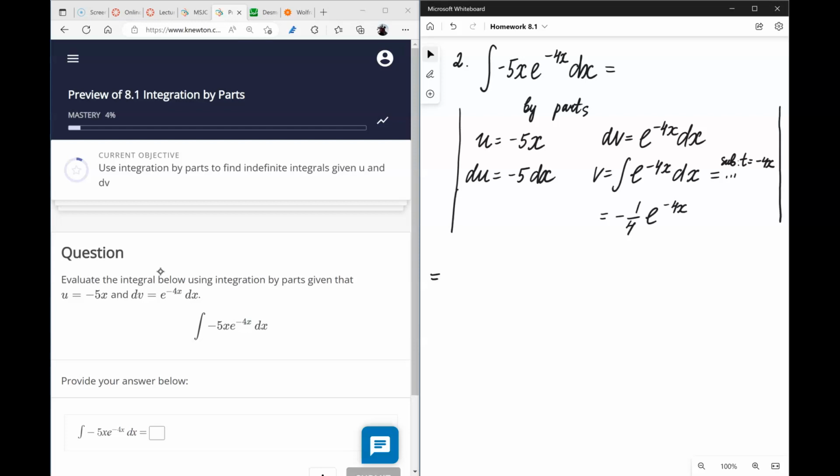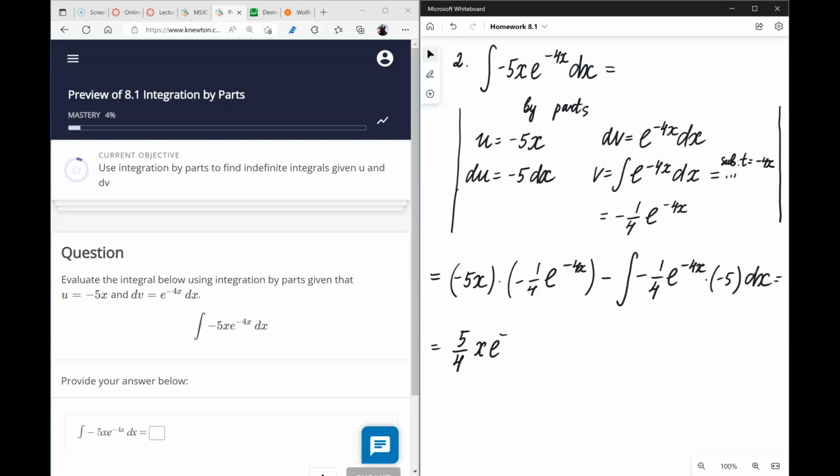So now we're going to put it all together. It's u v minus integral of v du, and we ended up with a much simpler integral. So let me take out all the constants, simplify a little bit.